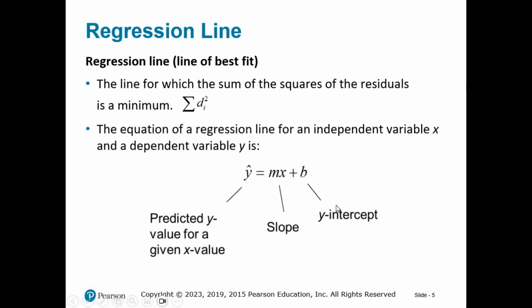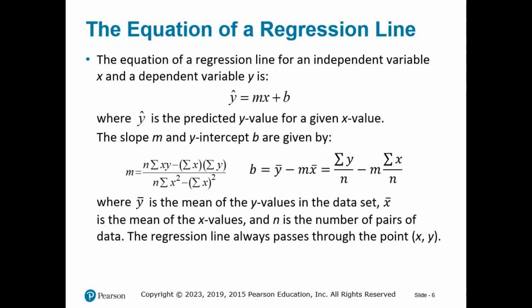In algebra, the equation for a line is pretty simple: y equals mx plus b, where m equals the slope and b equals the y-intercept, or where the line crosses the y-axis. Well, for a regression line, we have a similar formula, except we're using y hat, and it stands for the predicted y value for a given x value. The equation of a regression line for an independent variable x and a dependent variable y is y hat equals mx plus b. The components of this equation, the slope and the y-intercept, are found with these pretty complex formulas, but we'll take them in bite-sized chunks.